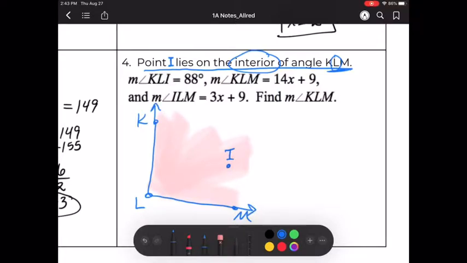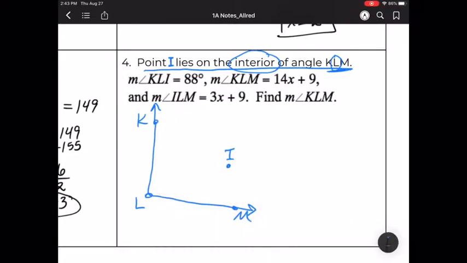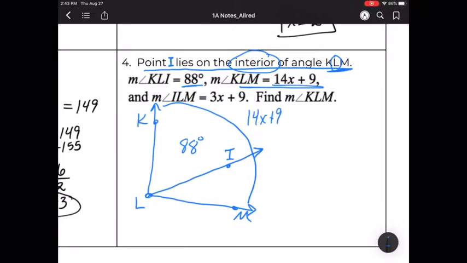They don't tell you if they're rays, lines, or segments, so we can kind of draw it how we want it. Now you don't have to have it shaded, so I'm going to erase that part, but that helps you know where the interior of an angle is. Now they tell me some information here about like angle KLI. Well, that means I need to connect L to I with a ray. And then you see that it's a problem that looks a lot like the last 3 examples. So the measure of angle KLI is 88 degrees. That's this part. The measure of angle KLM, that's the entire whole amount, is 14x plus 9. And the measure of angle ILM is 3x plus 9.